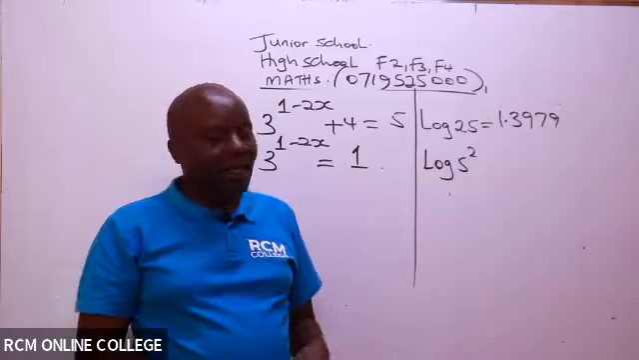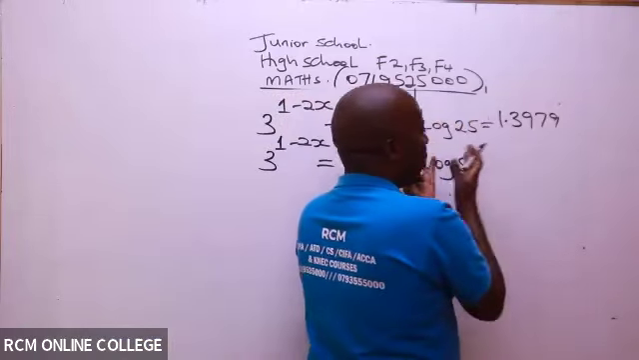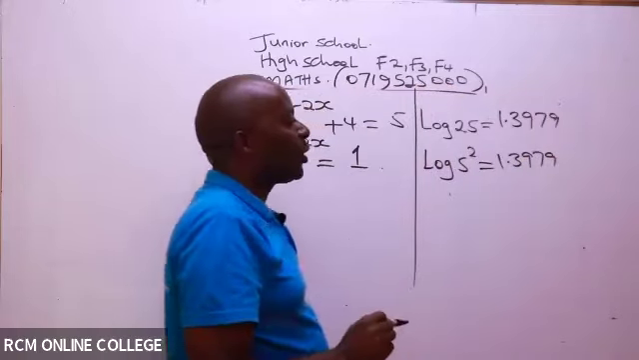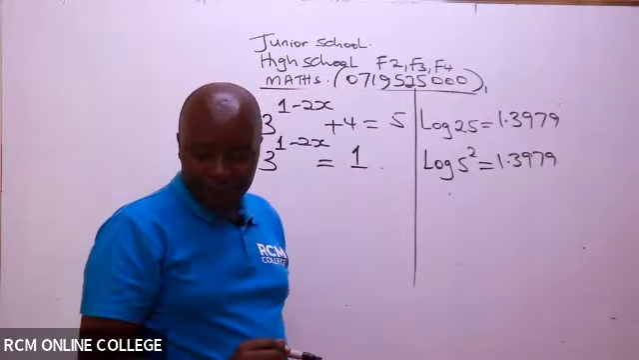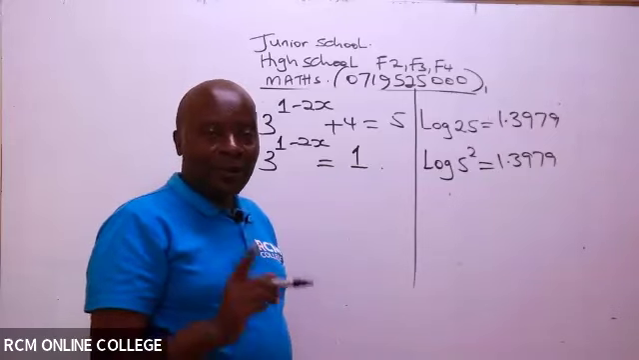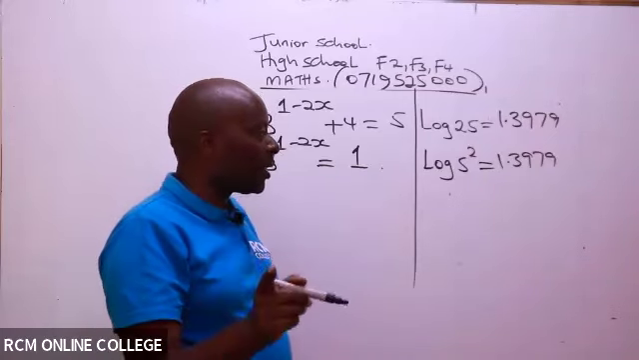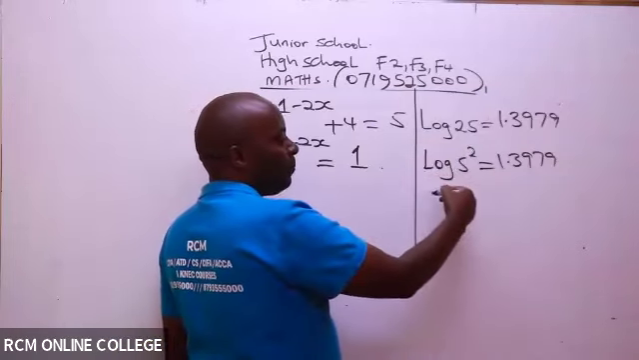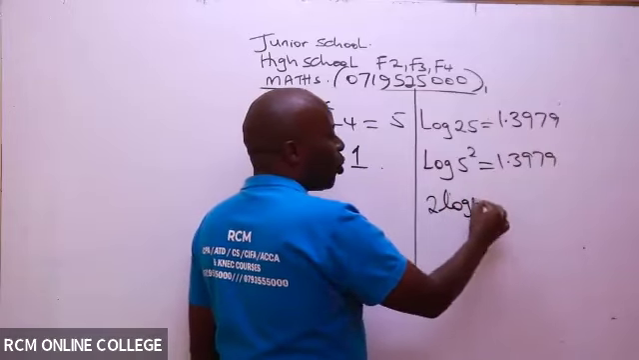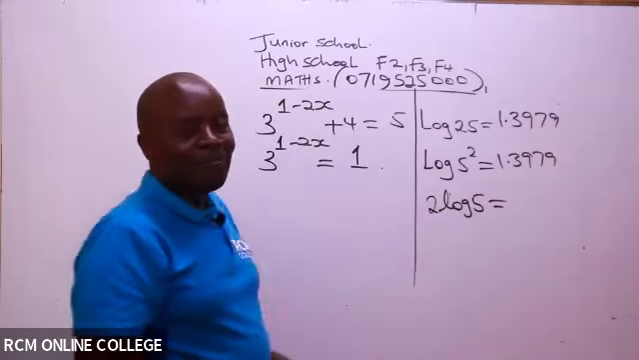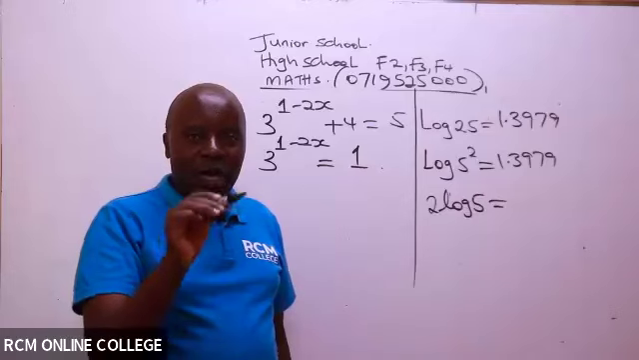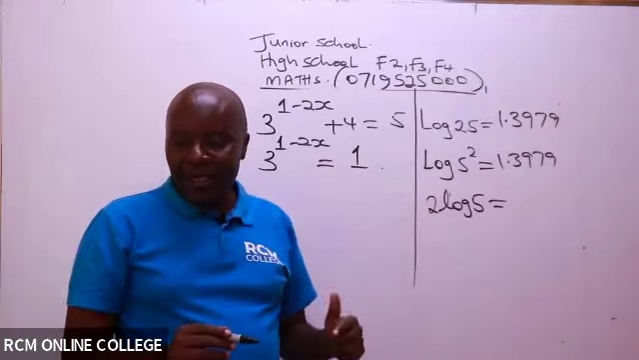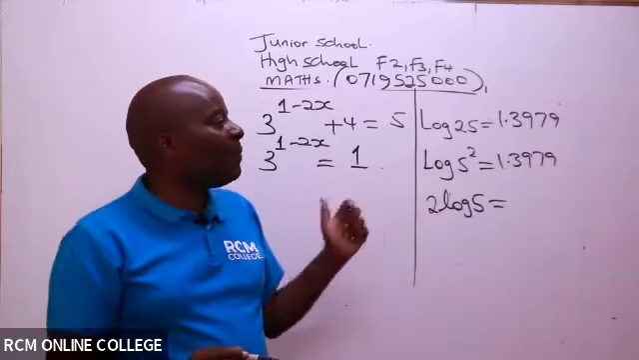Valentine, Chemtai, Faith, they're giving me the same answer. That log 5 squared will be 1.3979. Thank you so much. Now, somebody is really following. I like this class. How about us dropping this 2 down? 2 logarithm 5. It will be exactly the same answers.